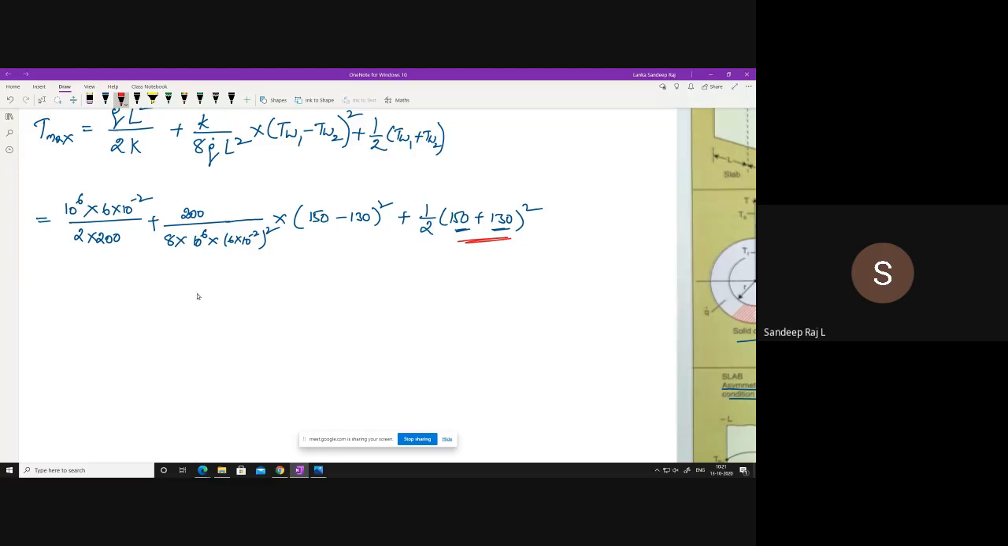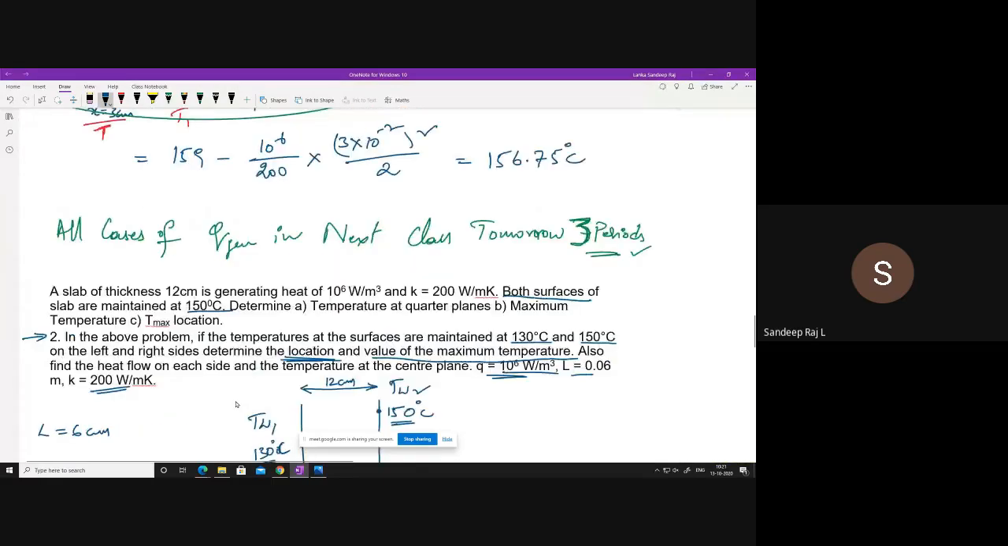Somebody please calculate and tell me what is this T max value. Sir, is it 151? Yeah, it is 151.77 degrees centigrade. So that will be your T max. Okay. What else is asking you to find in the question?